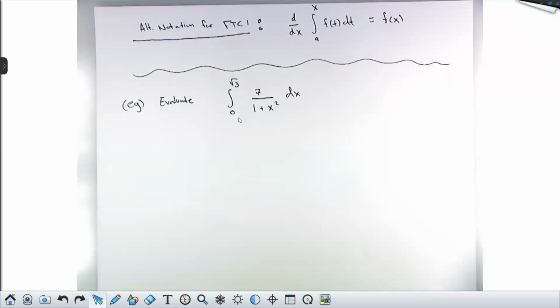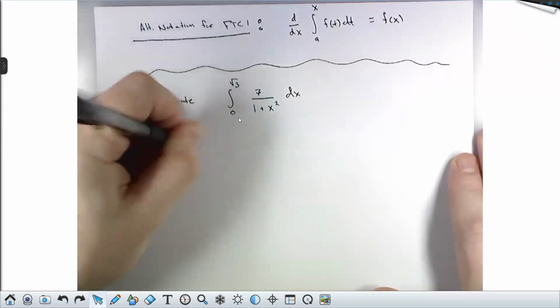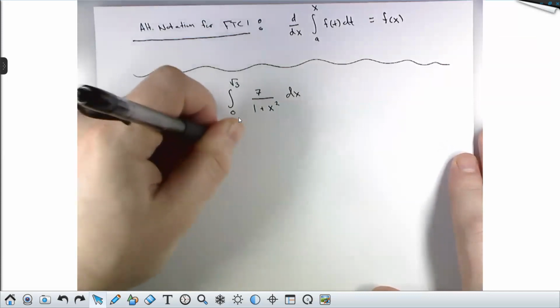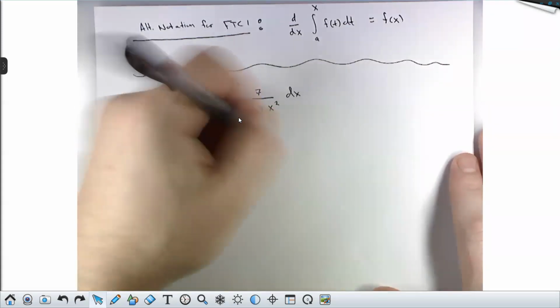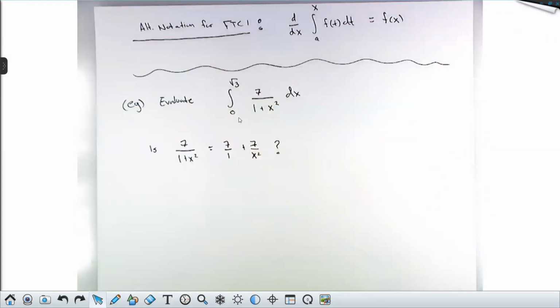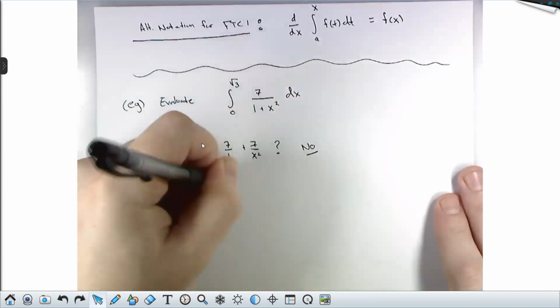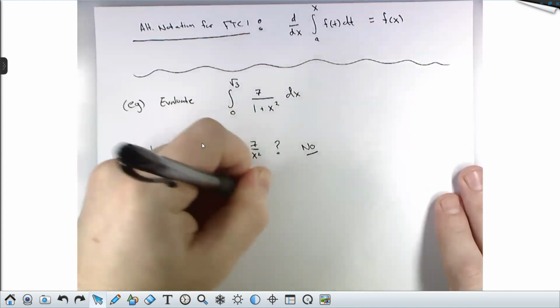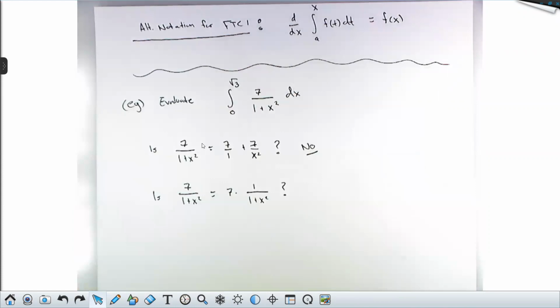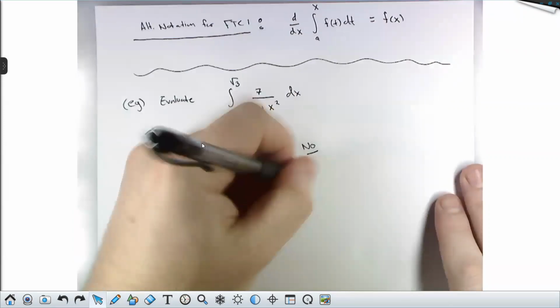I have some questions. Is 7 over 1 plus x squared equal to 7 over 1 plus 7 over x squared? Can I do that? No, I can't, right? That's not how fractions add. So this isn't going to help. What about this? Is 7 over 1 plus x squared equal to 7 times 1 over 1 plus x squared? Is that maybe useful? Yeah, this is good.